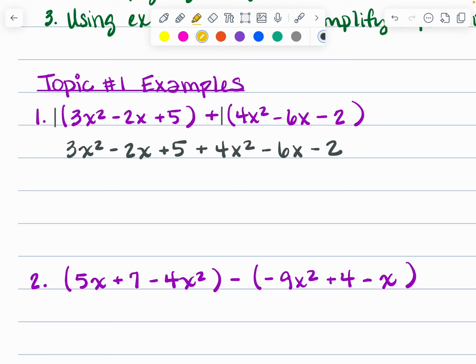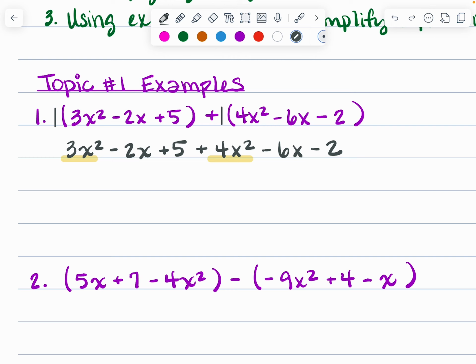And I also want to make sure that I am writing my answer in standard form. The quiz will definitely ask you to do that. And remember, standard form is we will always want to write the terms with the highest degree first. So the degree is the exponent. So I want to get all my x squareds written first because those terms have the highest degree. All right, so we're just combining like terms.